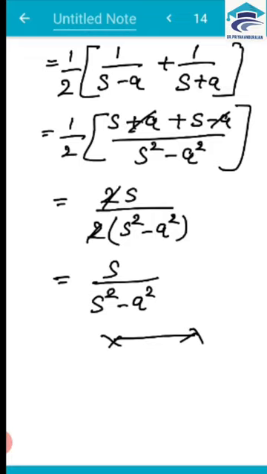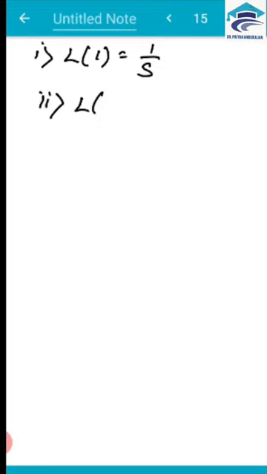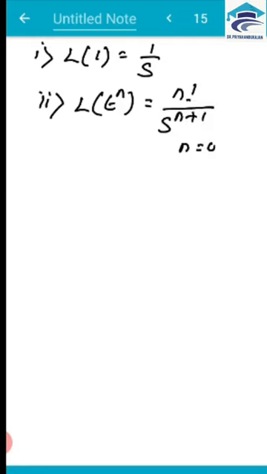So now we have a set of formulas, and we are going to use those formulas in our problems. Formula number 1: L of 1 is equal to 1 by s. And L of t to the power n is equal to n factorial by s to the power n plus 1, where n is equal to 0, 1, 2, etc.